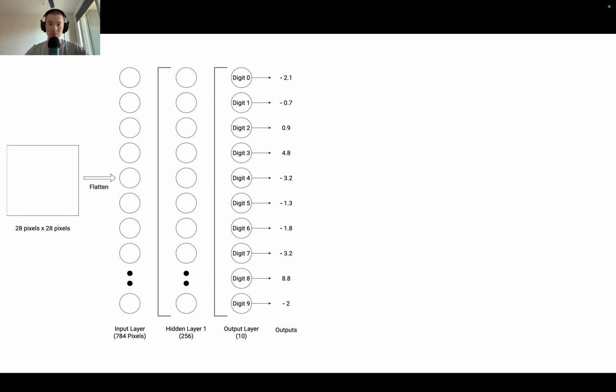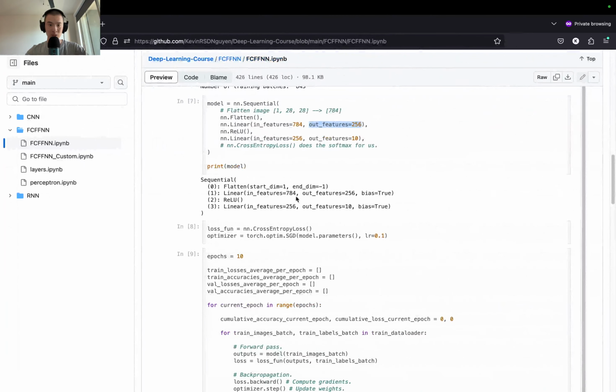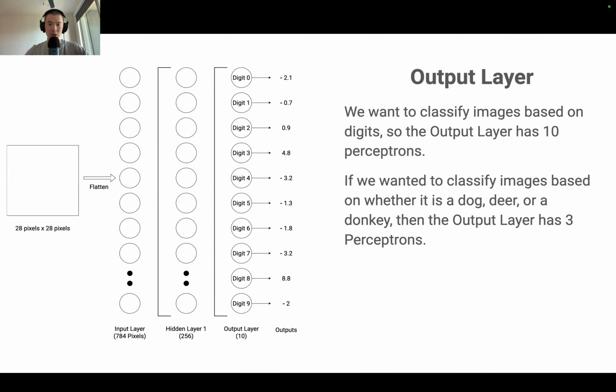Okay, the output layer. Well, we want to classify images based on digits 0 through 9. So the output layer has 10 perceptrons. As we can see here, out features equals 10. If we want to classify images based on whether it is a dog, deer, or a donkey, then the output layer has 3 perceptrons, one for each of these things, dog, deer, or donkey.